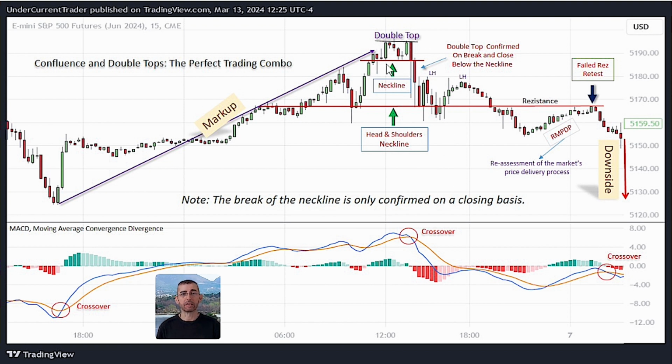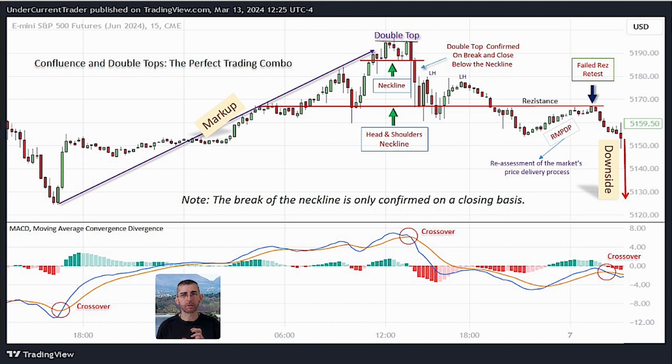Now, if this level gets broken and the buyers can manage to push the price back above it, while the sellers are busy driving the market below the support, something interesting happens. Not only do we end up with a flip zone, as in support turning resistance, but more importantly, we get a higher probability confirmation that we are indeed dealing with a double top formation.